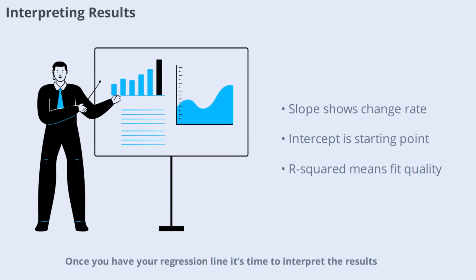Once you have your regression line, it's time to interpret the results. The slope of the line tells you how much the dependent variable changes for each unit increase in the independent variable. The intercept shows where the line crosses the y-axis. You'll also see a value called r-squared, which tells you how well the line fits the data. A higher r-squared means a better fit. These results help you understand and explain the relationship between your variables.